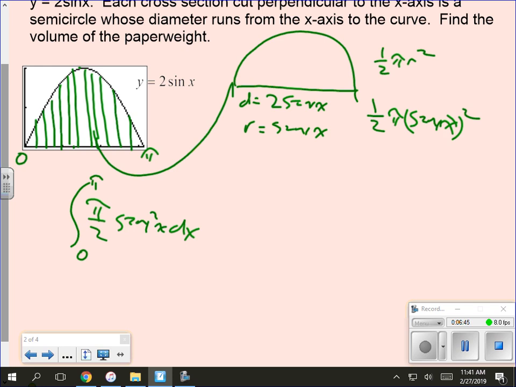Now, one of the things you can do is if I have a constant, I can pull that constant out front. Pi over 2 times the integral of 0 to pi of sine squared x dx. And I can do the integral of sine squared x dx. And you have to do this one on your calculator. You cannot, there is no antiderivative of sine squared.